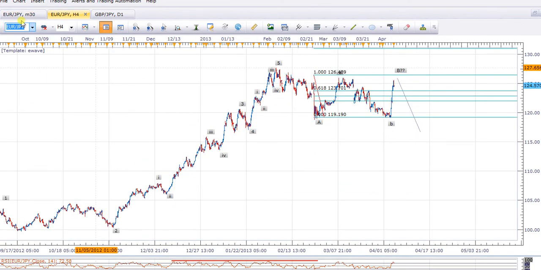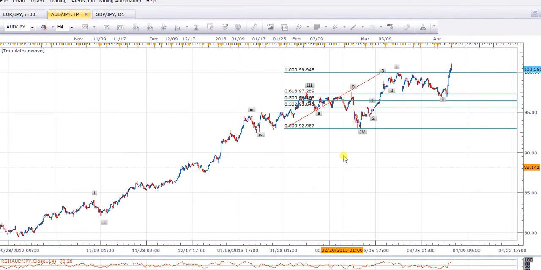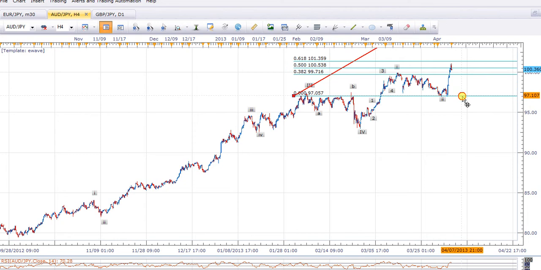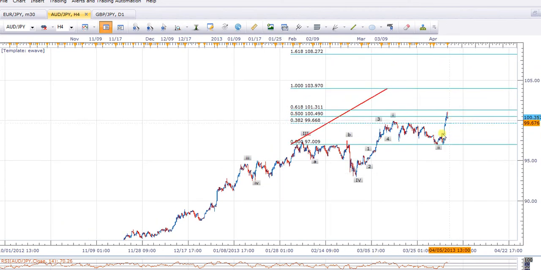Jumping over to Aussie Yen, we see that with this pair it's made a new high, so we then had to relabel. I initially had this as wave 5 to this 3, but with it setting a new high, I had to relabel. So now looking at it, this would then be wave 1, 2, and then we should say this be our wave 3, which right now I'm looking for it to equal the distance of wave 1.